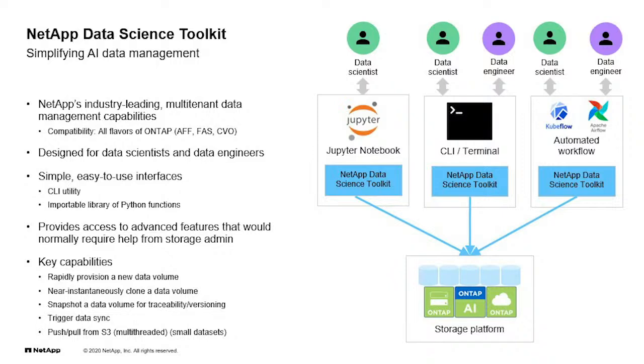It's either on the edge, where we have ONTAP Select, or at the core, where we have ONTAP AI, or in the cloud, leveraging NetApp Cloud Volumes ONTAP.